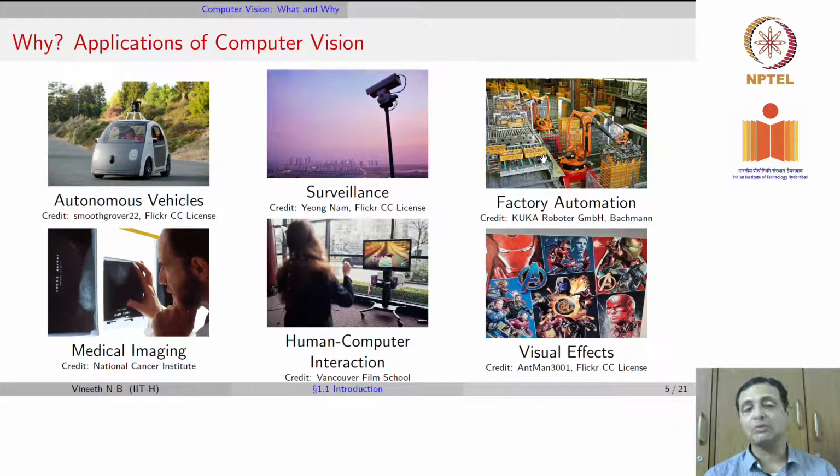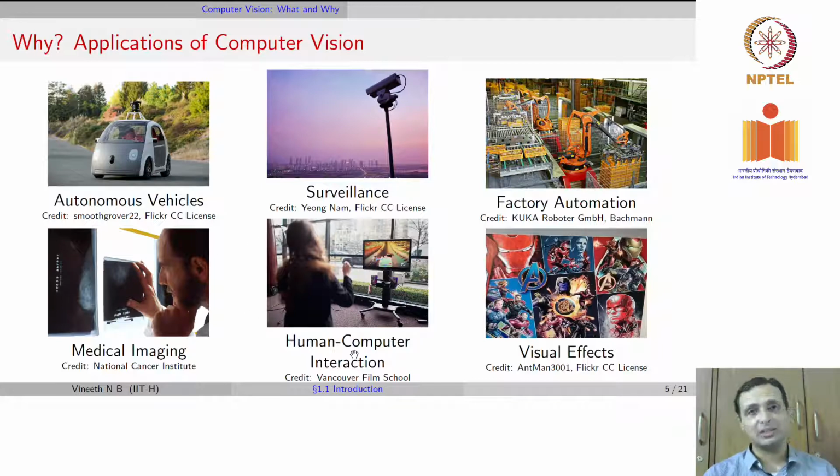Factory automation. This is one of the oldest applications of computer vision, where cameras are fixed in various settings in manufacturing pipelines or warehouses to be able to automate various aspects of factory cases. Medical imaging, very important application today.